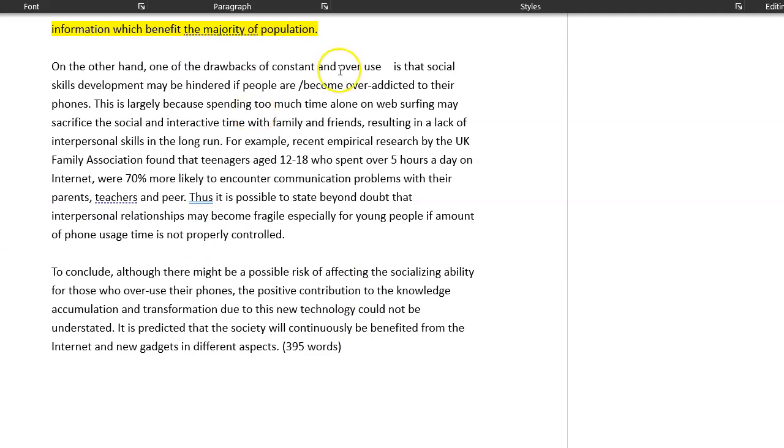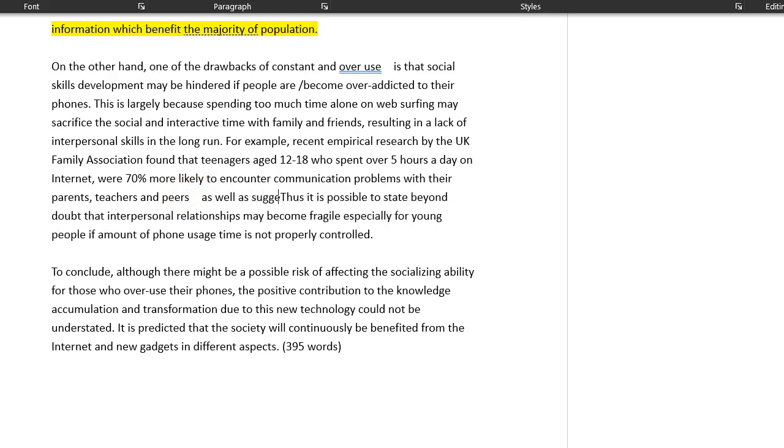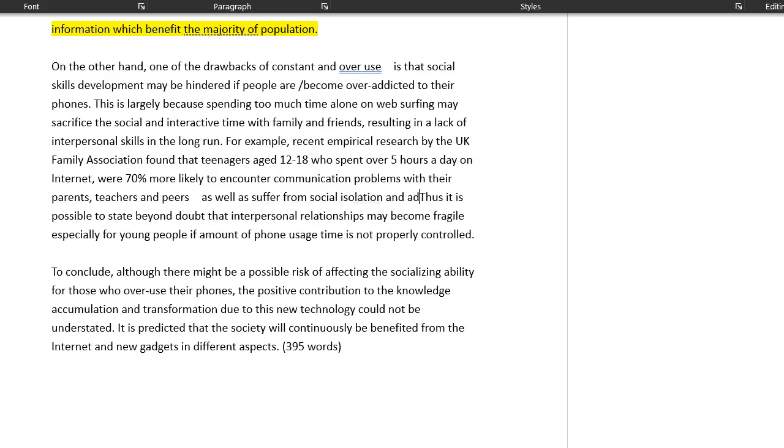For example, recent research found that teenagers of 12 to 14 who spent over 5 hours a day on the internet, you have to say the internet, was 70% more likely to encounter communication problems with their parents, teachers, and peers, as well as suffer from social isolation and addiction. Good.